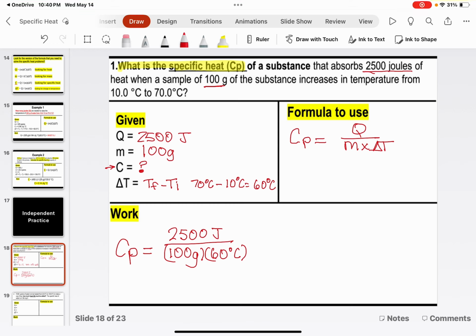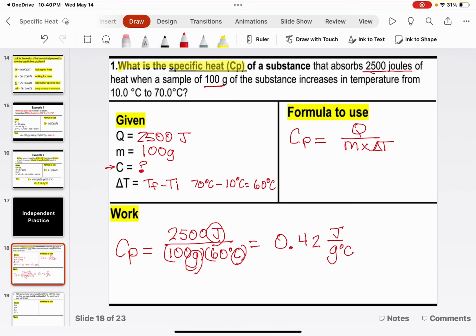And that's going to give me a total of 0.41666, but I'm going to round to the nearest hundredth, so it's 0.42. And for the units, you're going to see that these are different units. They can't cancel each other out, so it's going to be joules over grams times degrees Celsius.